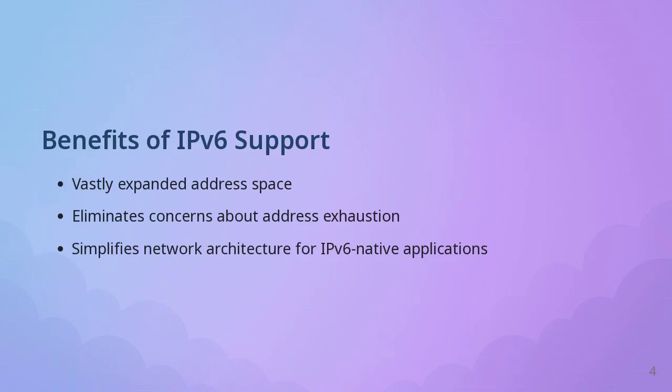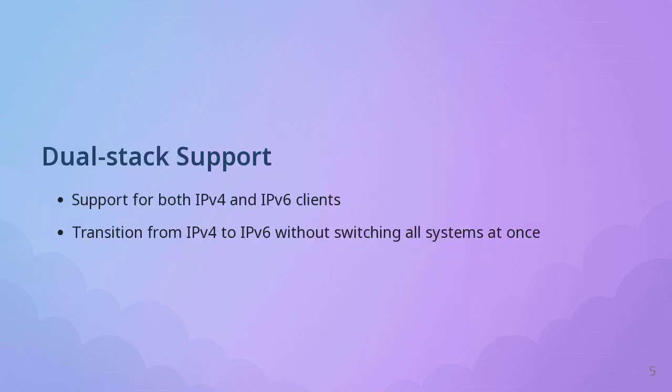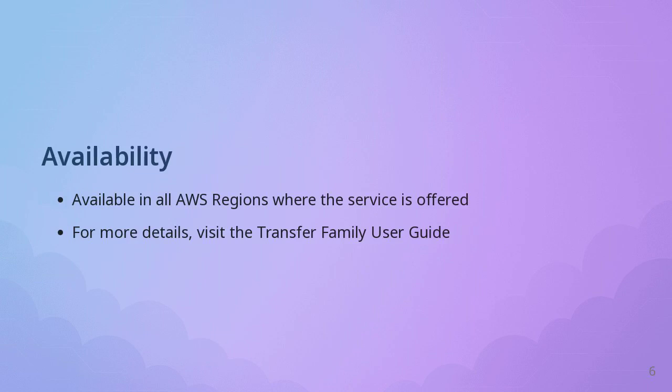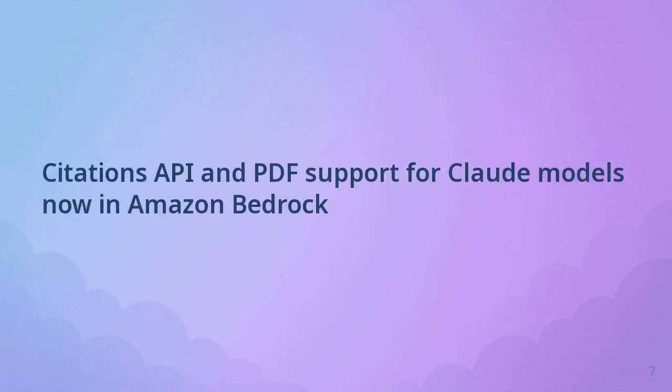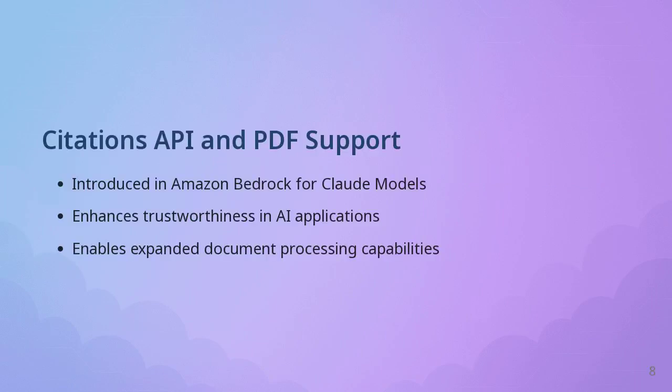for IPv6 native applications. With dual-stack support for both IPv4 and IPv6 clients on AWS Transfer Family endpoints, you can transition from IPv4 to IPv6 without needing to switch all systems at once. AWS Transfer Family support for IPv6 is available in all AWS regions where the service is available. To learn more, visit the Transfer Family User Guide.